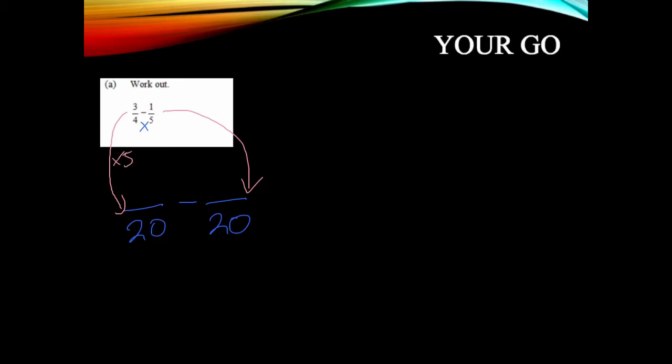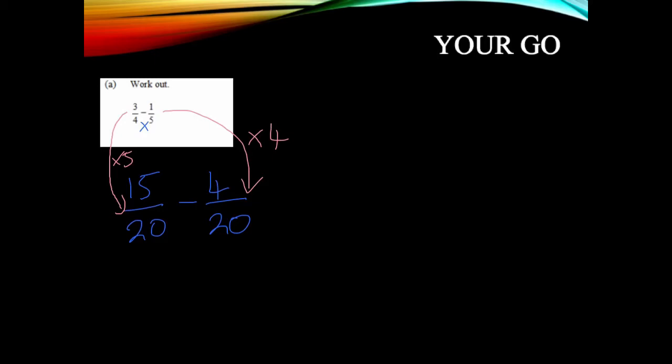If I times 4 by 5 on the bottom to get 20, I've got to times the top by 5 as well, to make it equivalent, to make sure I haven't changed the size of the fraction. 3 times 5 is 15. Let's look on the other side. 5 times something gets me to 20. That's 4, and I've got to do the same at the top. 1 times 4 is 4.